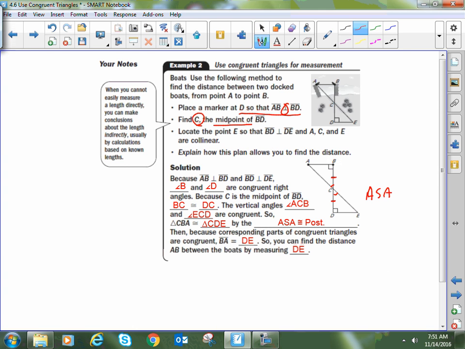And here it is, kind of written out for you: corresponding parts of congruent triangles are congruent. You can see why we would abbreviate it CPCTC, because it's a lengthy thing to say for such a simple statement.